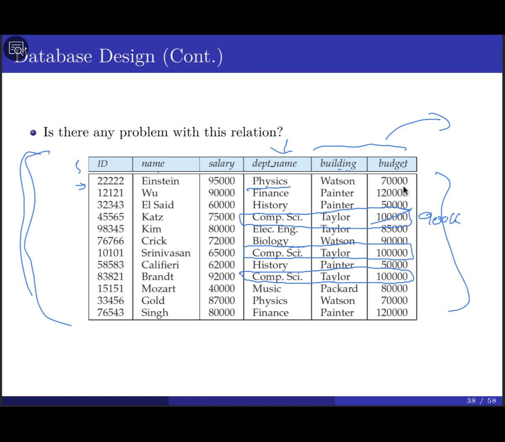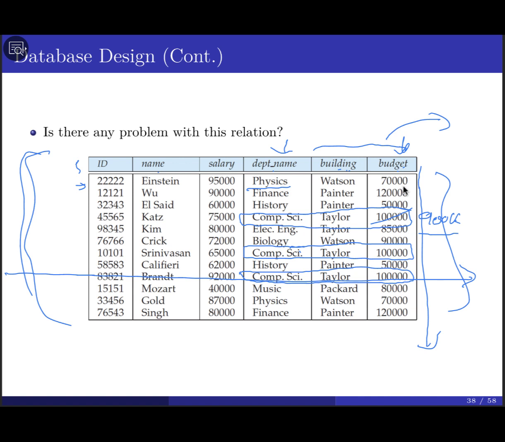That's why I'm saying this might cause what are called anomalies. For example, when you try to modify one piece of data, say the budget for a specific department, you need to scan the entire table and make sure you manage to update all of them. That's one thing. The other thing: what if I need to add a department, for example a new department? How could you insert this information?